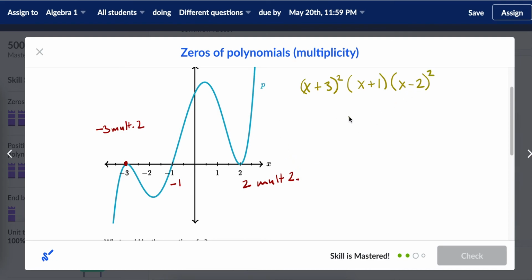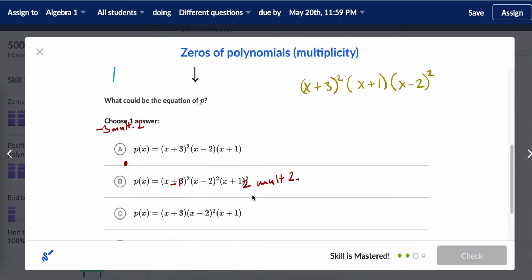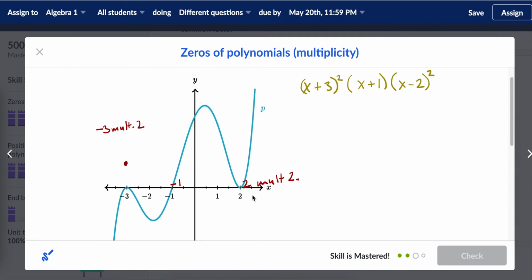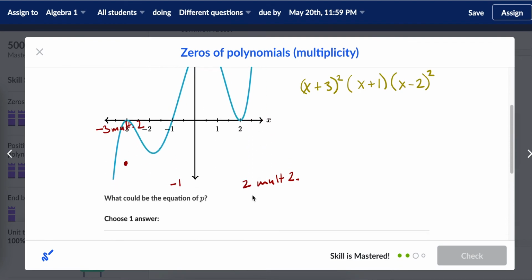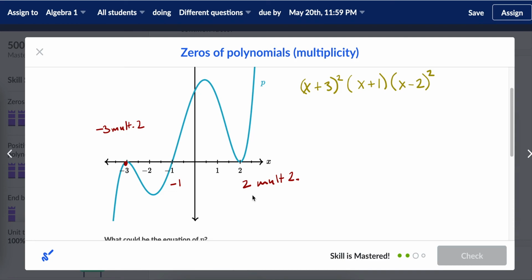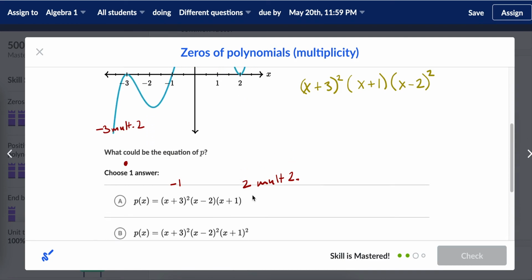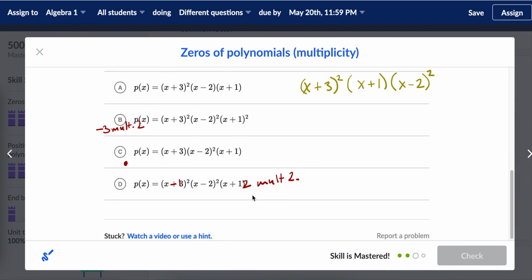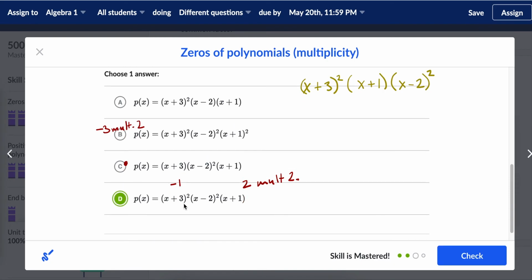So this is what it looks like, okay? So those are the factors we're looking at. So it's the same idea. The zeros just correspond with our factors, but when we bounce off the axis, we create an even multiplicity. So we create a second factor at those points. All right, so this one right down here is what we're looking at. X plus 3 squared, x minus 2 squared, x plus 1 is what we're looking at.